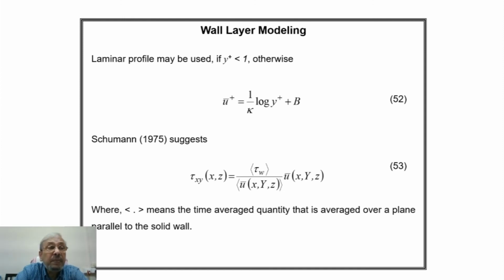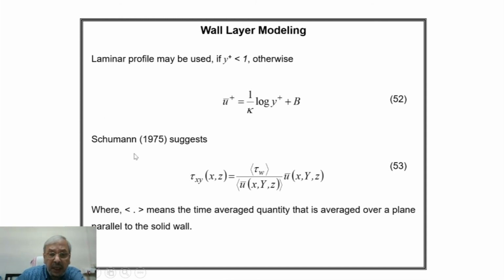Now we have come across the wall function treatment to apply the boundary condition at the wall. In the case of LES, a laminar profile may be used if, since the grid size is very small, the grid has to resolve in such a way that the near-wall grid point Y plus should be less than 1. Then also we can apply basically the log law: u bar plus equal to 1 by kappa, von Karman constant, log y plus beta.